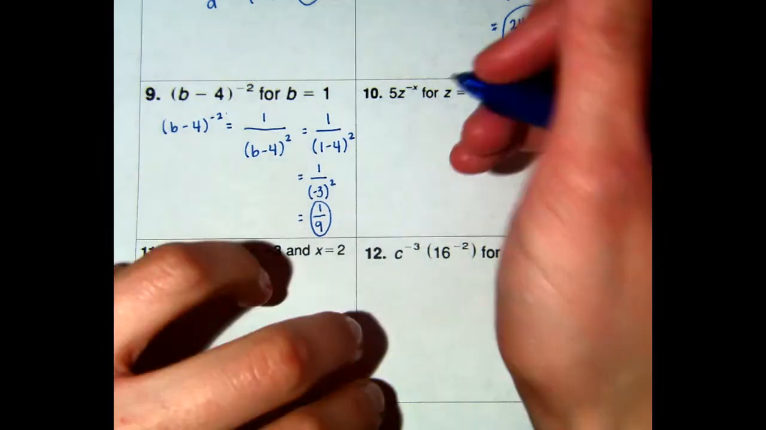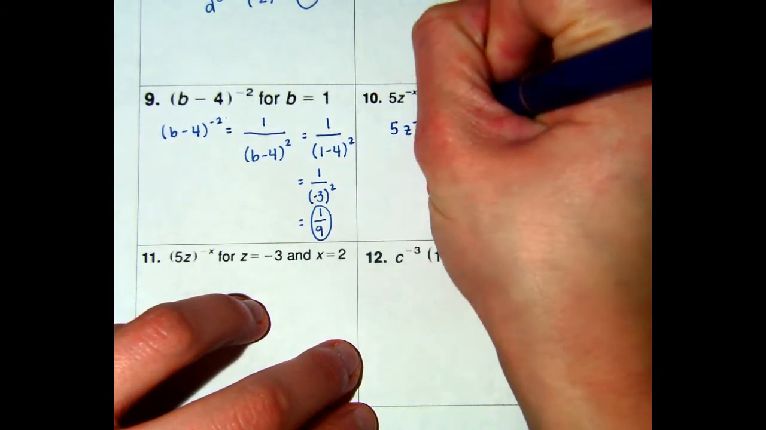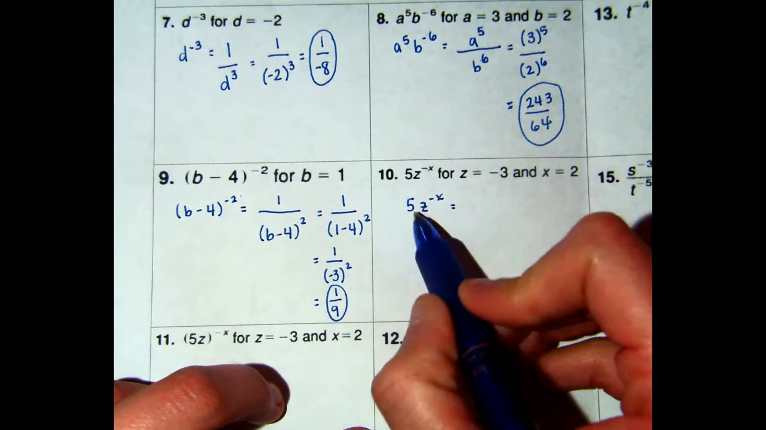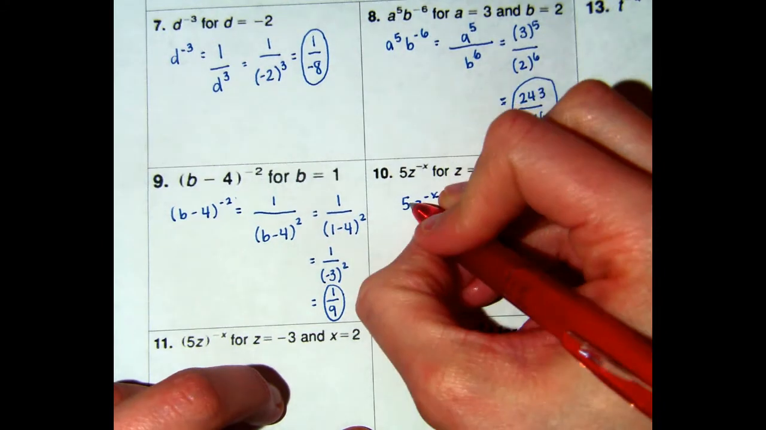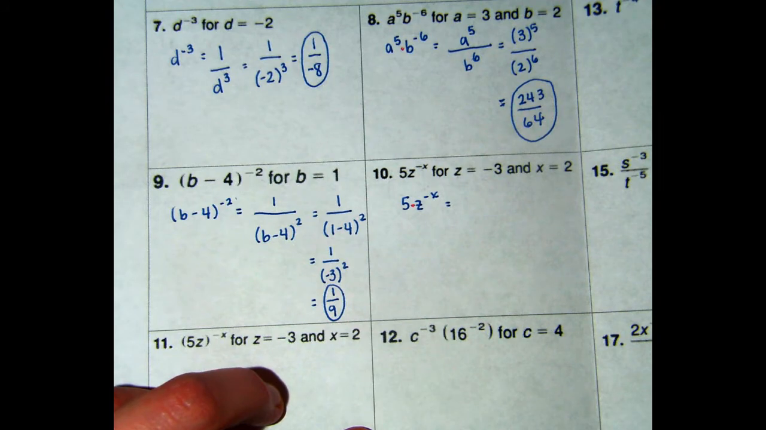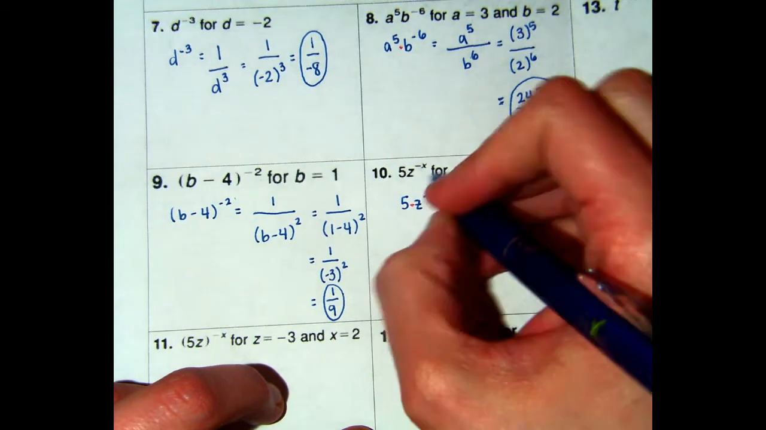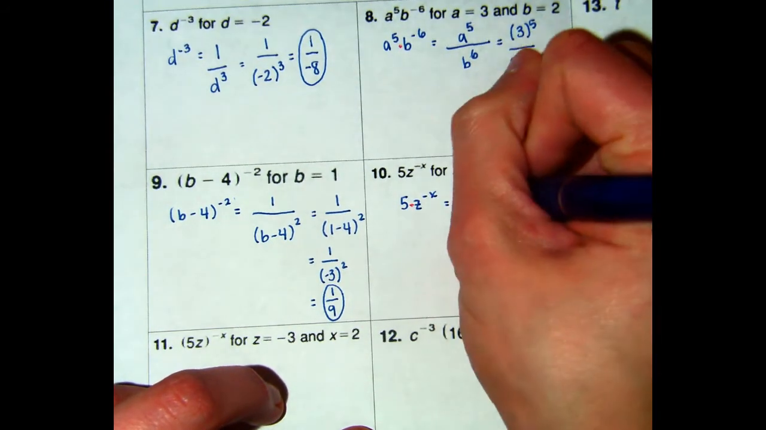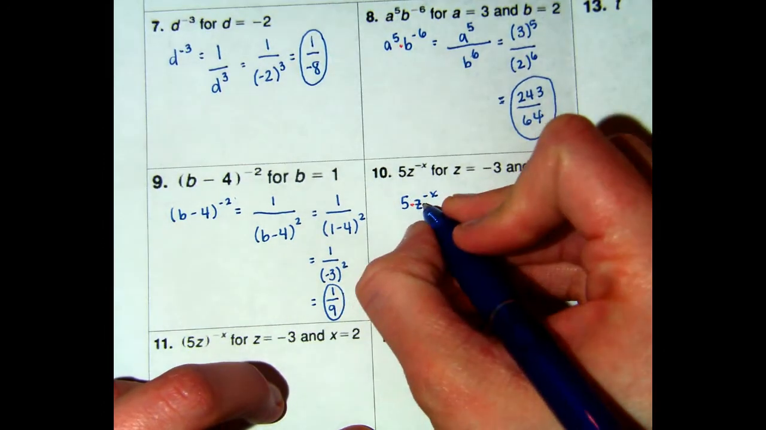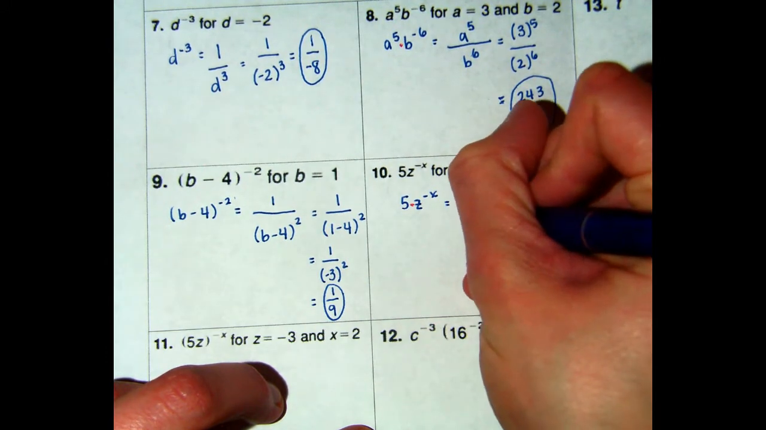Okay, similarly, number 10, I've got 5z to the negative x power. This is very similar to number 8. Each of these pieces is separate. There's like little multiplication between them. I have to decide for each piece whether it has a negative exponent directly correlated to it or not. 5 does not have any exponent, so it is going to stay in the numerator. Z has a negative exponent of x, so I'm going to move z to the denominator and make the x positive.